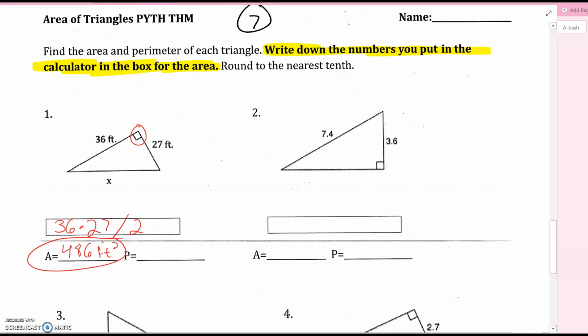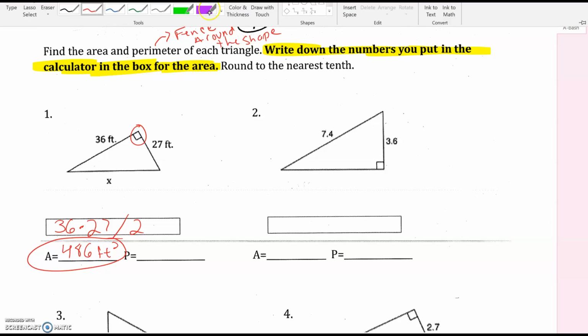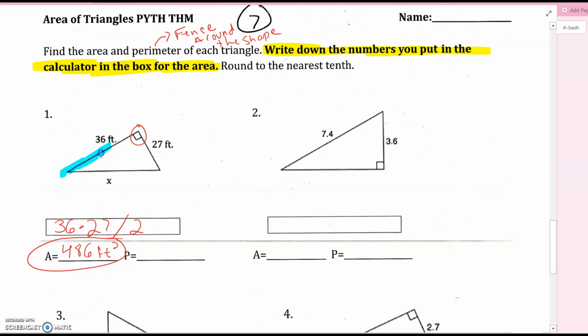Now for the perimeter. Perimeter is just all the way around. It's like the fence around the shape. So you're going to add all the numbers surrounding the shape. It's as if you're tracing the entire thing around. But now I don't know what that x is. So I got to use my boy Pythagoras to figure out what that is.